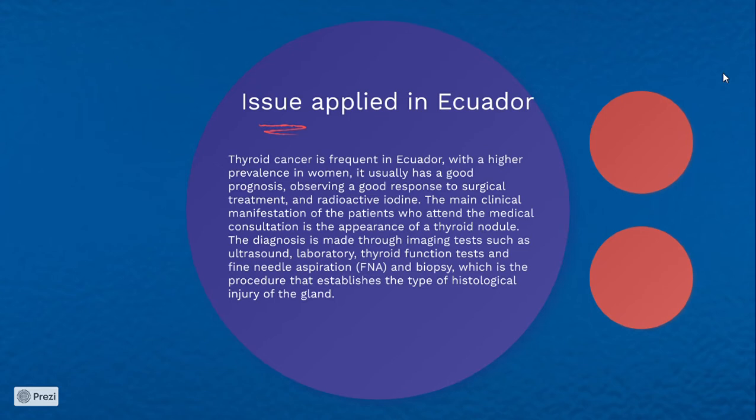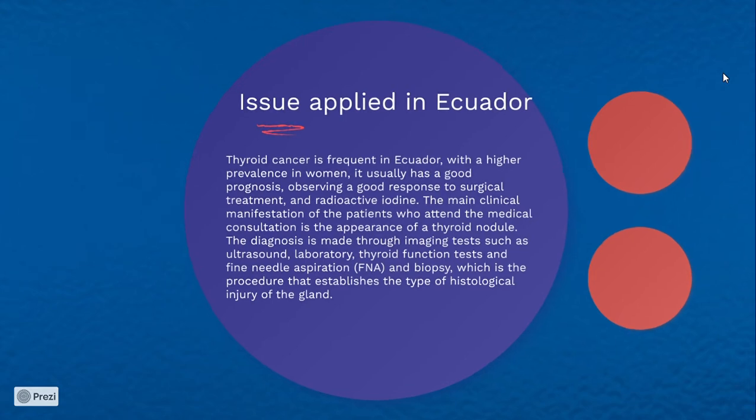The diagnosis is made through imaging tests such as ultrasound, laboratory, thyroid function test, and fine needle aspiration, or FNA, and biopsy, which is the procedure that establishes the type of histological injury on the gland.